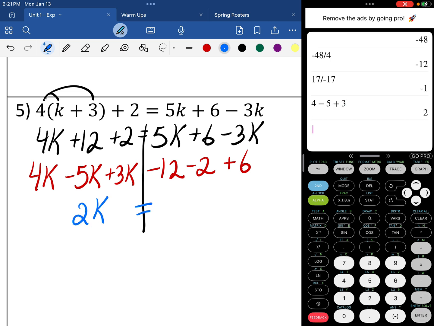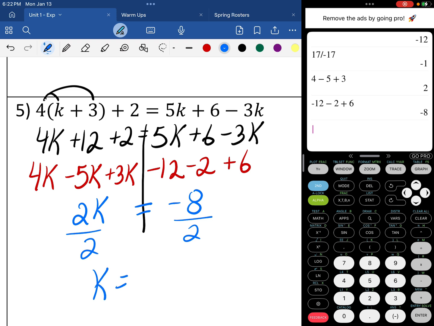Bring down your equals. Let's look at the other side. Negative 12 minus 2 plus 6. That'll be negative 8. Okay, we are almost done now. We just got to divide. Divide by 2, divide by 2.